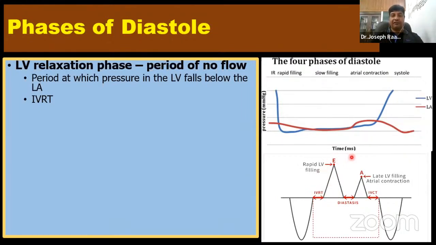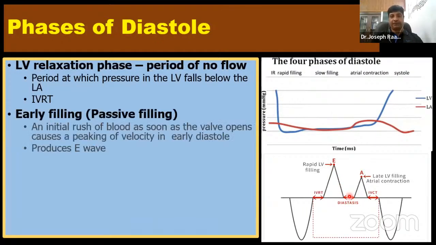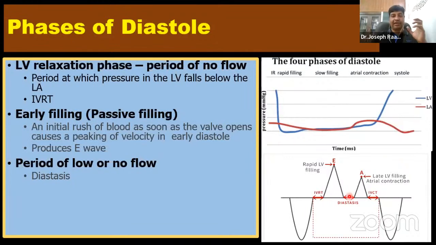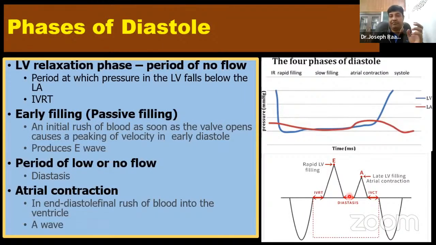So when this blood reaches the LV, the LV pressure also starts rising. At some point of time, the pressure gets equalized. So the flow from the LA goes down, and there will be a short period of no flow or low flow. Then again, because of the active contraction of the atrium, the remaining blood which is present in the left atrium is entering into the LV.